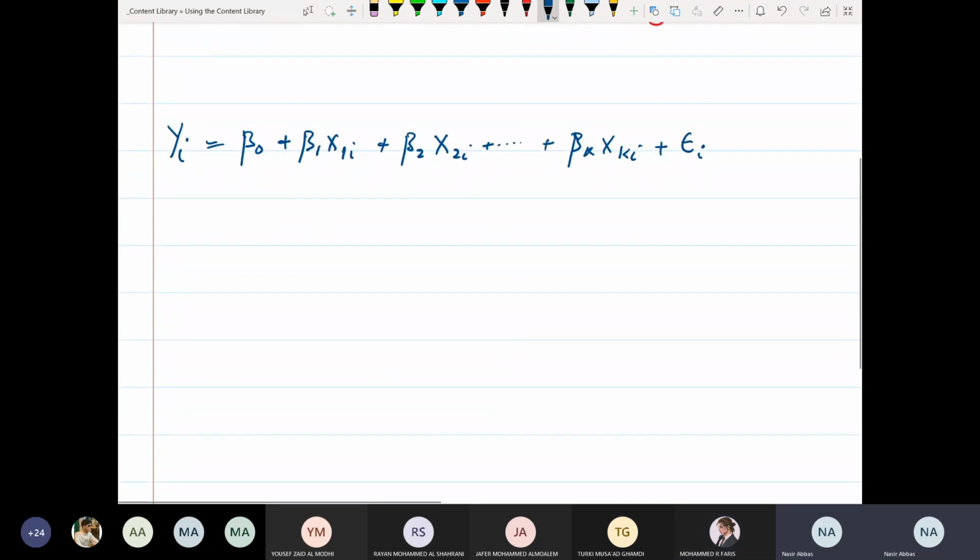So here in this model, the first thing you need to understand is that the number of predictors is denoted by k. So whenever you see this k, this should refer to the number of predictors in the model. So if you have a model with 2 predictors, k will be 2. With 3 predictors, k will be 3.